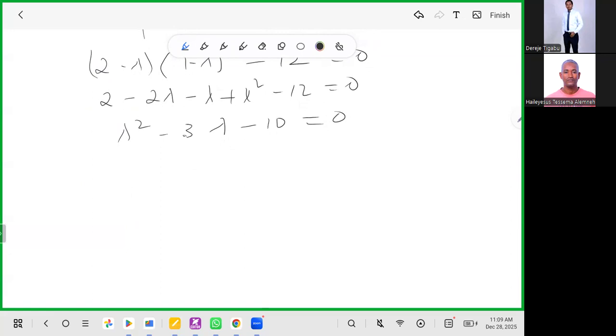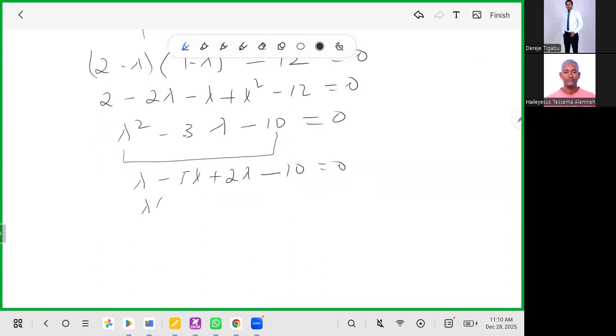Okay, so I think we can find it complete. So we need two numbers whose product is minus 10 and whose sum is minus 3. So what are these numbers? I think lambda minus 5 lambda plus 2 lambda minus 10, which is equal to 0.